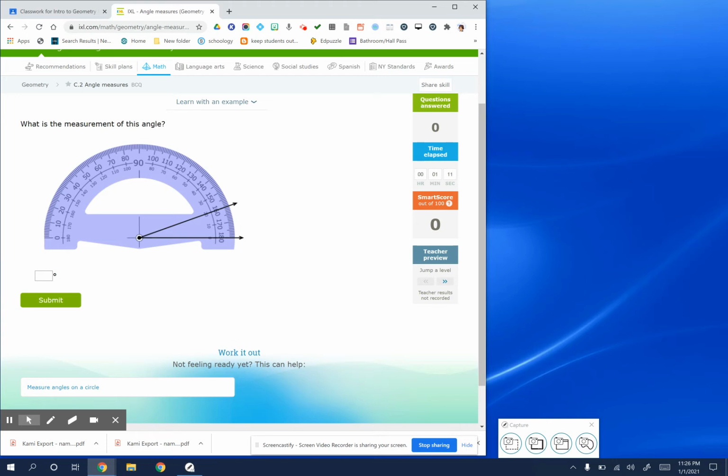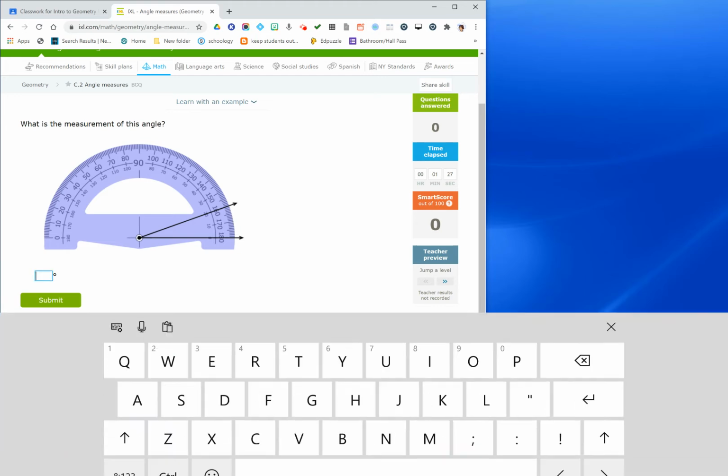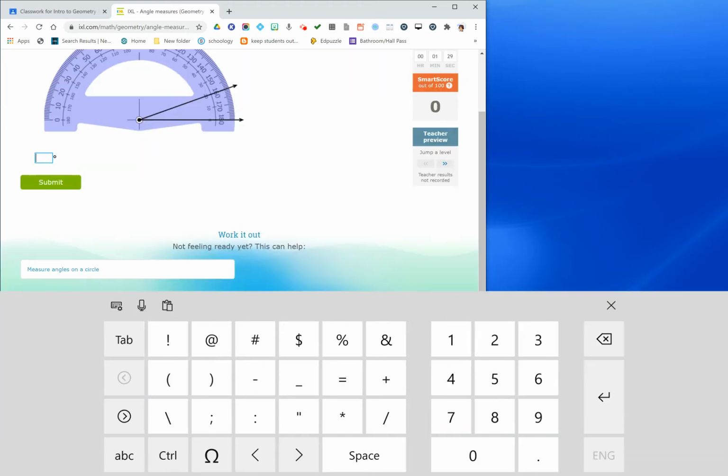it's the 20 number. So it's not that you always pick the top number or always pick the bottom number on a protractor. You have to see if it's an angle that's less than 90 degrees or more than 90 degrees. And if this one's less, then I would have to pick 20. So in there, I would type in a 20. And I have 20 degrees.